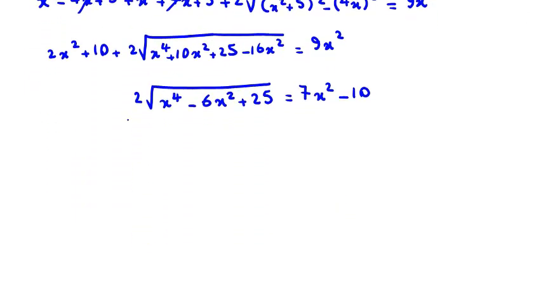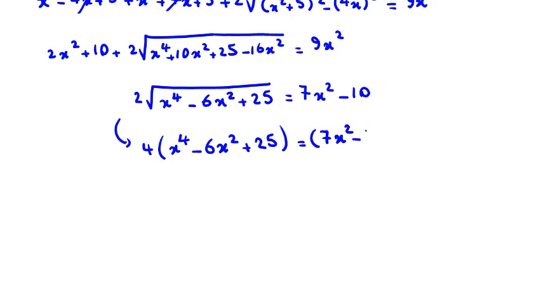Again, we raise both sides to the power of 2. It will be 4 times (x to the power of 4 minus this). In some problems, we should raise to the power of 2 in two steps. Also for IEEE problems for America, it will be this squared. So it will be 4x to the power of 4 minus 24x squared plus 100 equals this squared. It will be 49x to the power of 4.